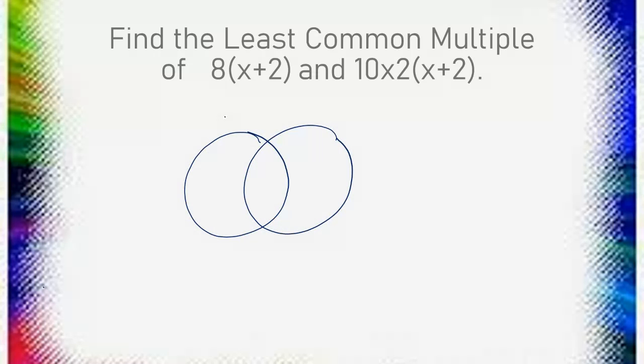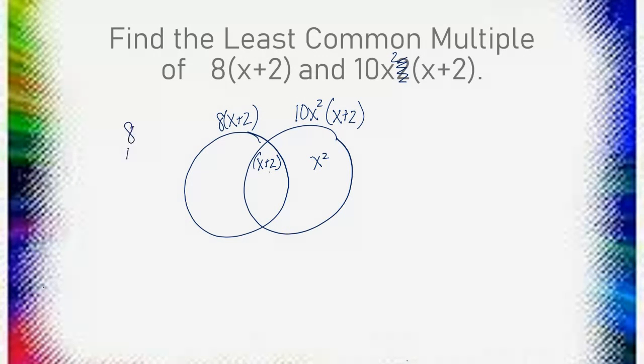There we go. So my first one is going to be 8x plus 2. My second one is going to be 10x squared times x plus 2. This is a typo. That's supposed to be a squared, not a 2. Okay, so I'm going to start with the x plus 2's because that one I can see very easily they have in common. This one is going to have an x squared, and 8 doesn't have any x's.